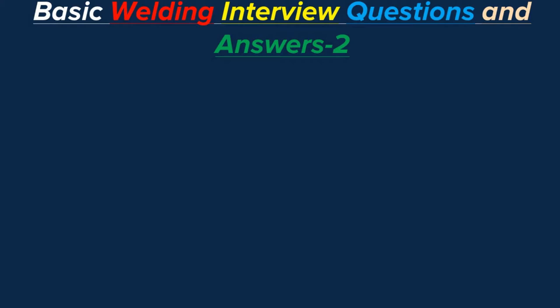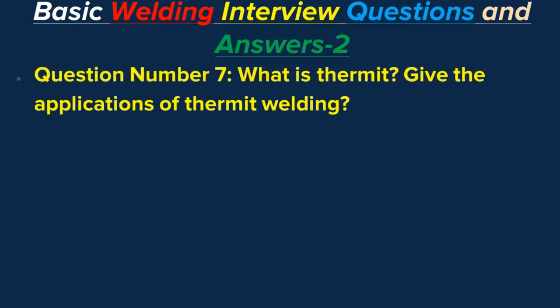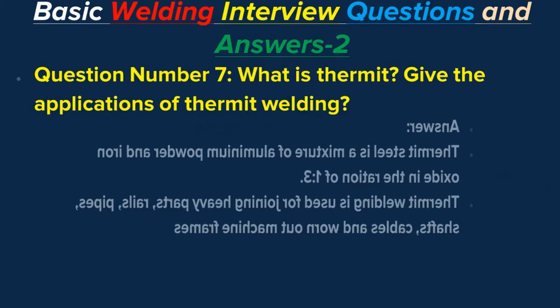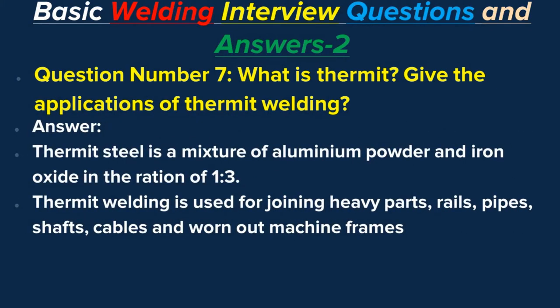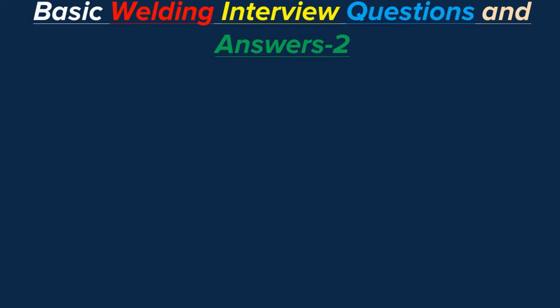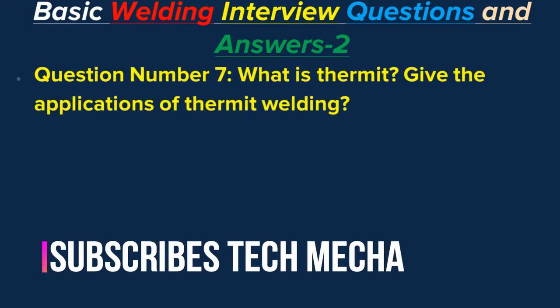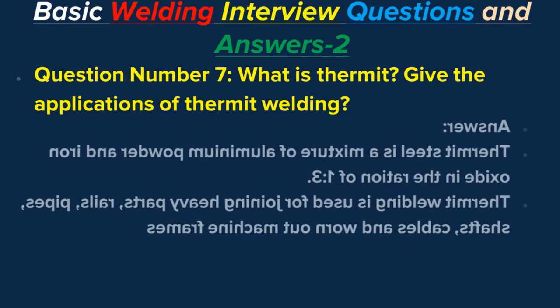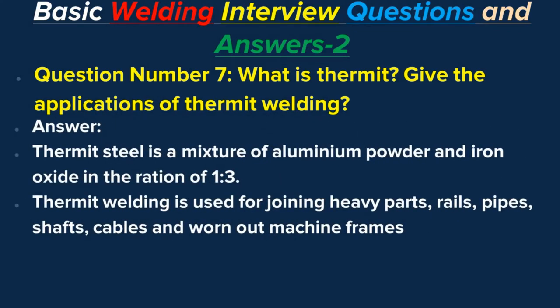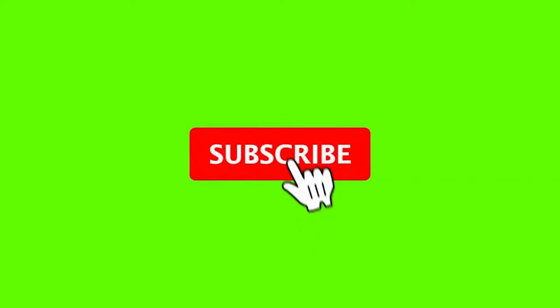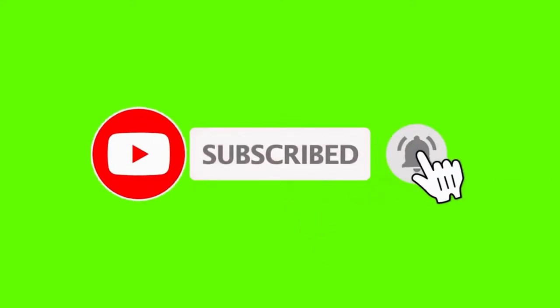Question number 7. What is thermit? Give the applications of thermit welding. Answer. Thermit steel is a mixture of aluminium powder and iron oxide in the ratio of 1:3. Thermit welding is used for joining heavy parts, rails, pipes, shafts, cables and worn out machine frames.